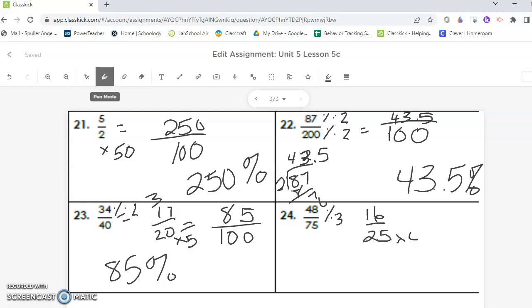All right, so if I divide this one by 3, I get 16 over 25. Now, if I multiply it by 4, I get 100. See, 4 times 6 is 24. Carry the 2. That gives me 64 over 100, so 64%.